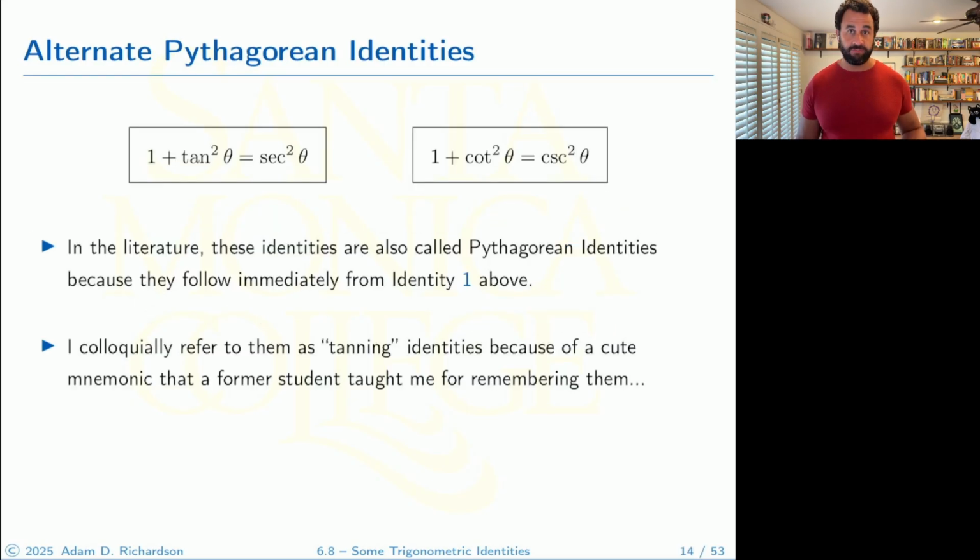All right. So in the literature, these are referred to as Pythagorean identities, and they're kind of lumped in with the standard Pythagorean identity. That's really just because they follow immediately from the previous identity, the Pythagorean identity above. We will prove one of them in just a minute here, but colloquially, I refer to them as the tanning identities because of a mnemonic that a former student told me for remembering them. It's just kind of stuck with me ever since, many years ago.